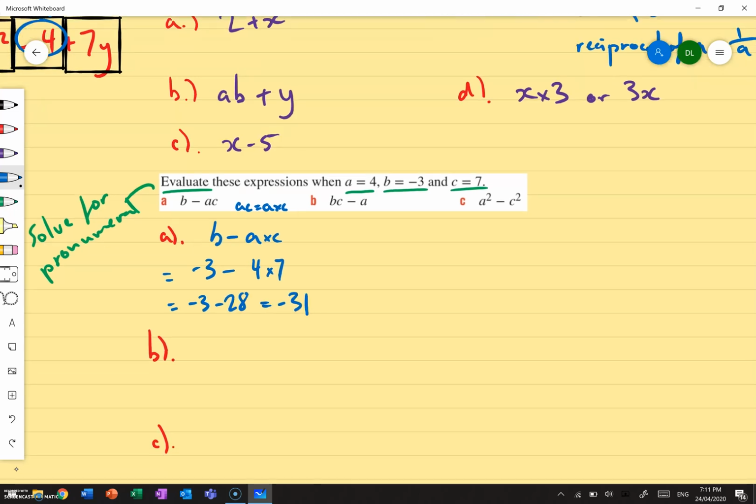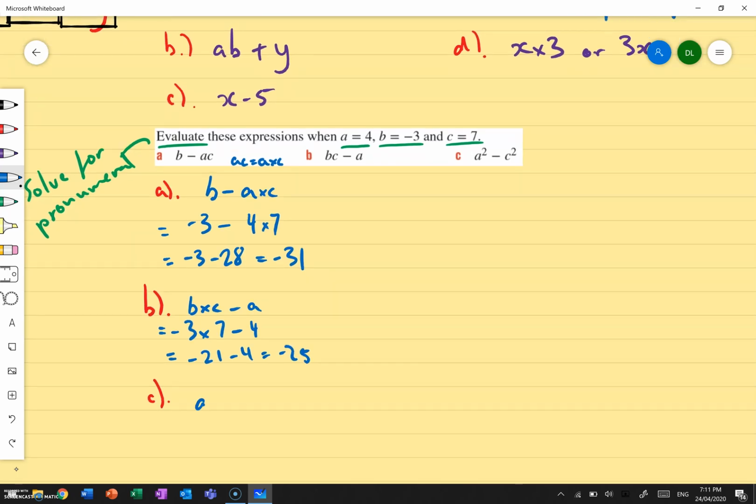Let's do b. b times c minus a, so b is negative 3 times c, which is 7, minus a, which is 4, and I end up with negative 21 minus 4 gives me negative 25.